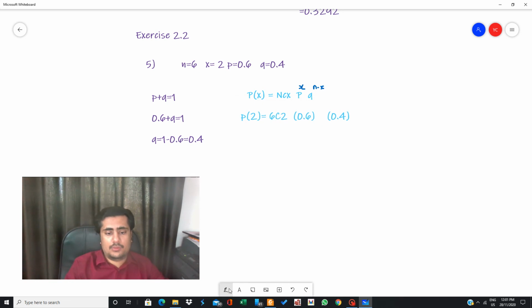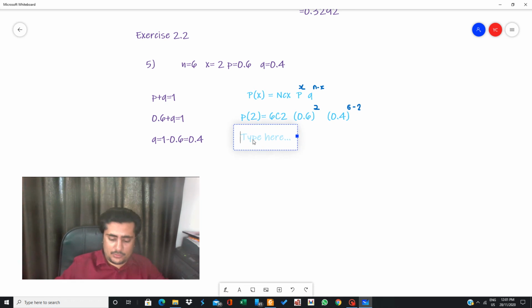So now see how I am going to solve this sum. P raised to X, what is X? X is 2. Q raised to N minus X, Q is 0.4 raised to N minus X. N is 6, minus X, X is 2. We are doing everything step by step.